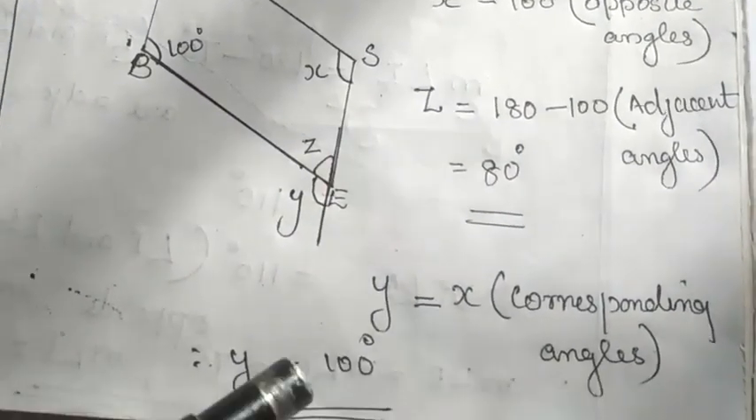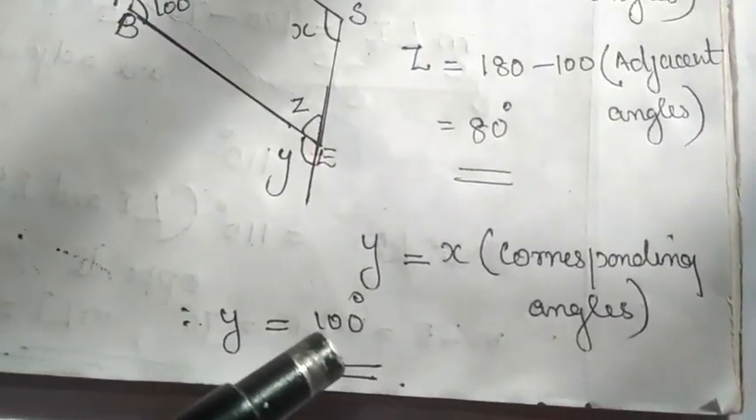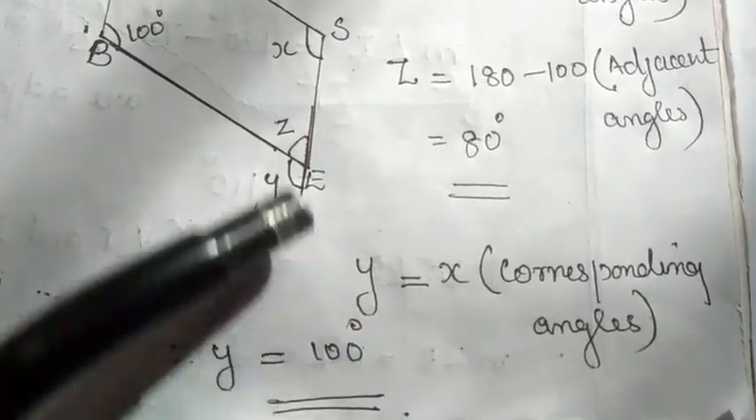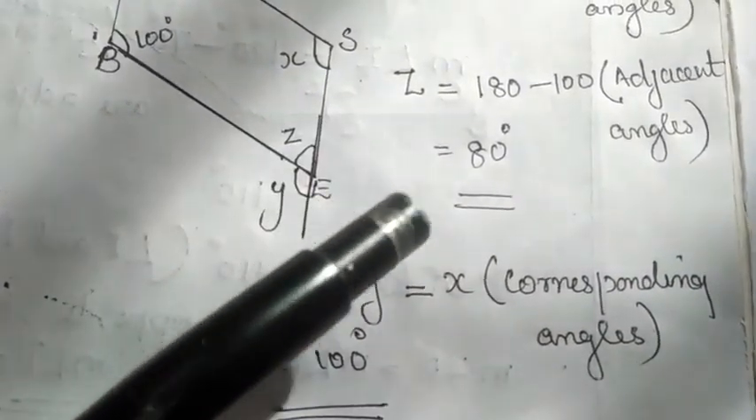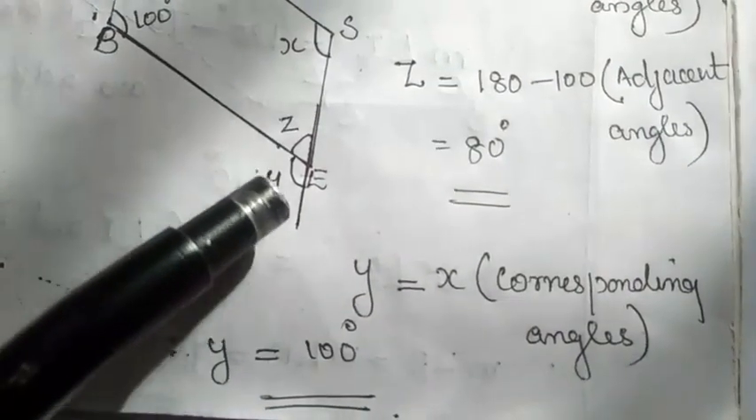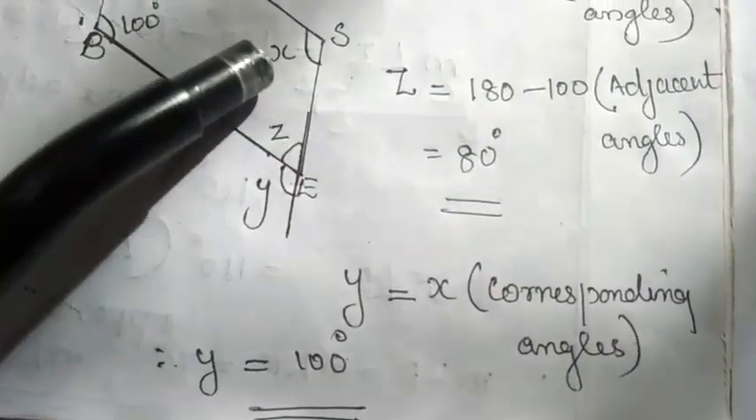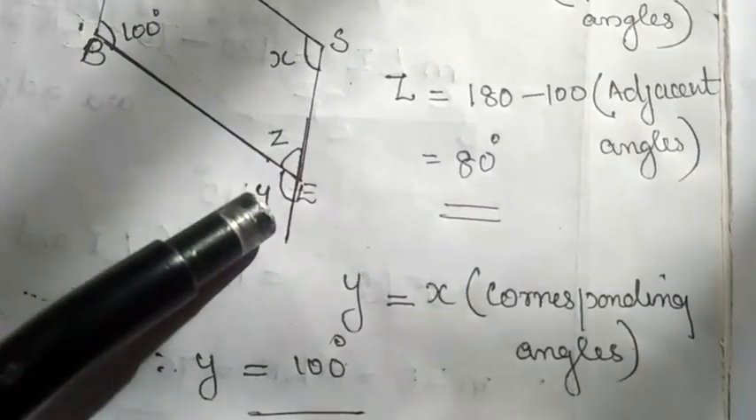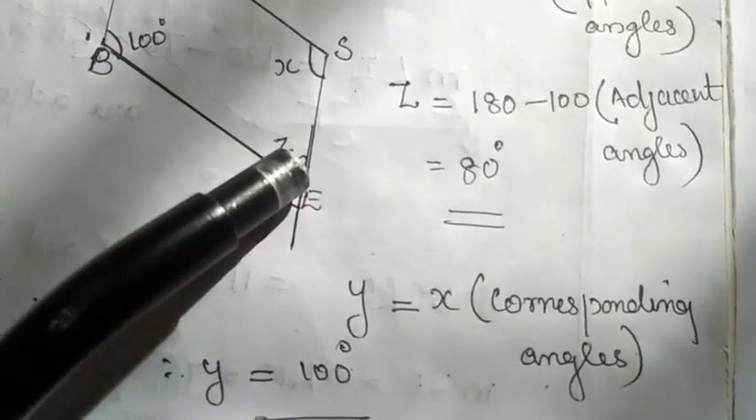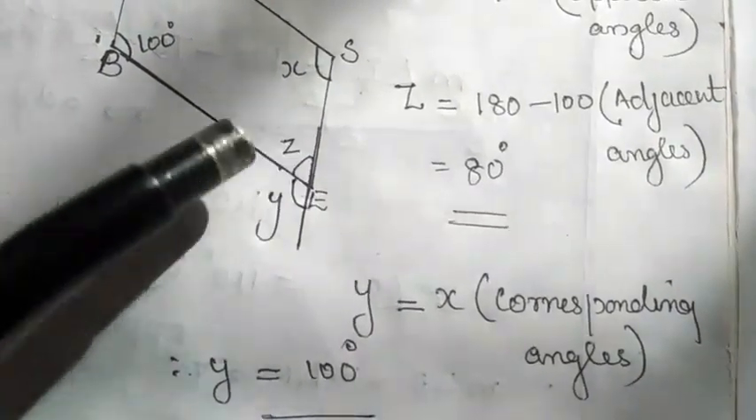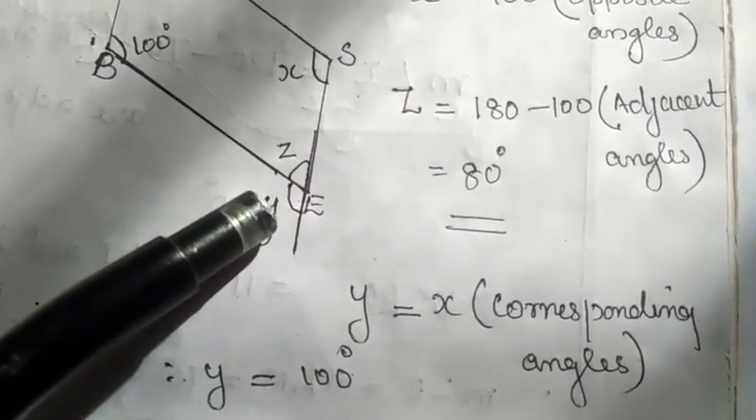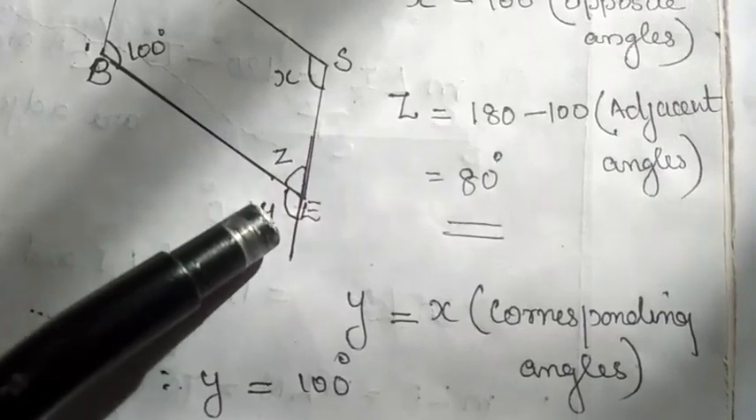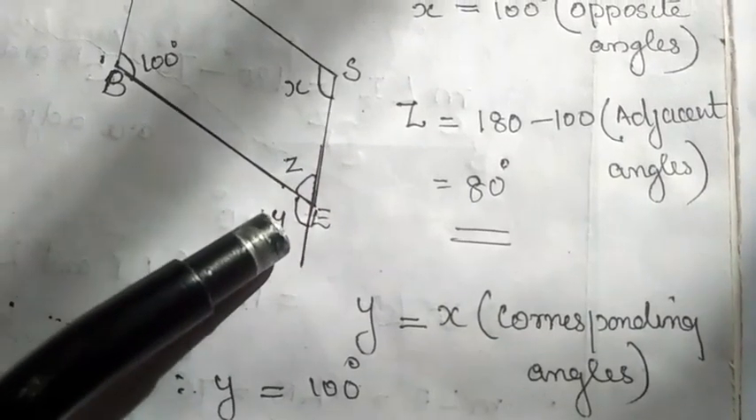Okay. Same answer. You will get 100 degree. Now we found x, y and z. Neither method, if you are finding y using x, then once you get y, you can write this z as 180 minus 100 because these two angles are linear pair.